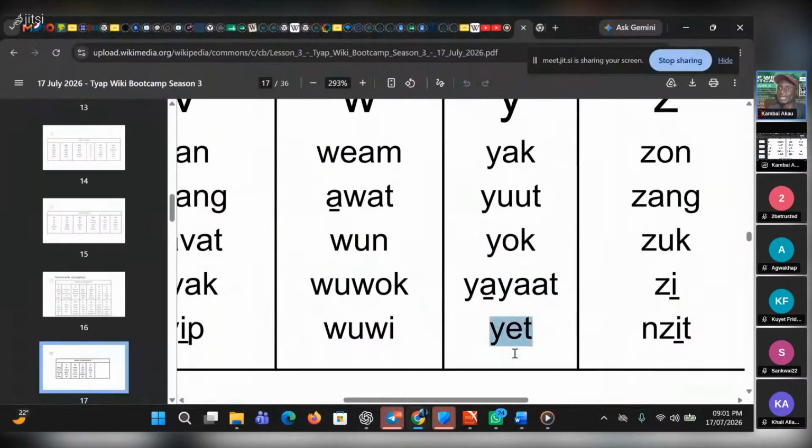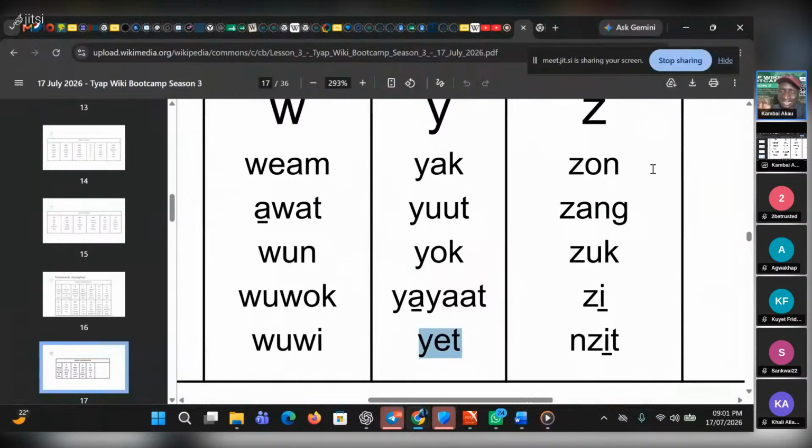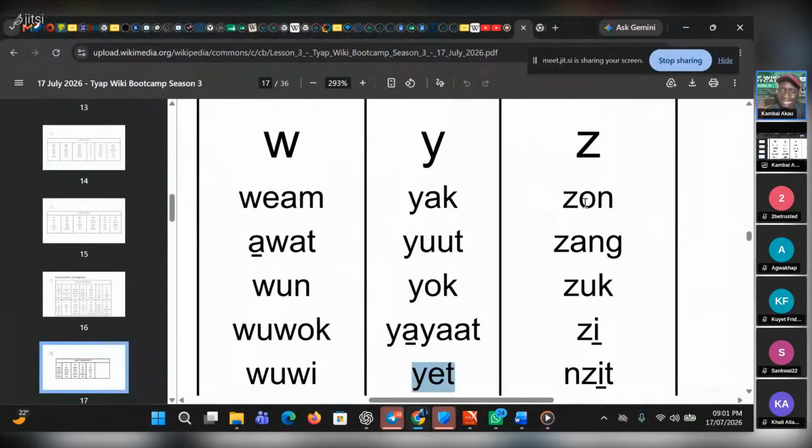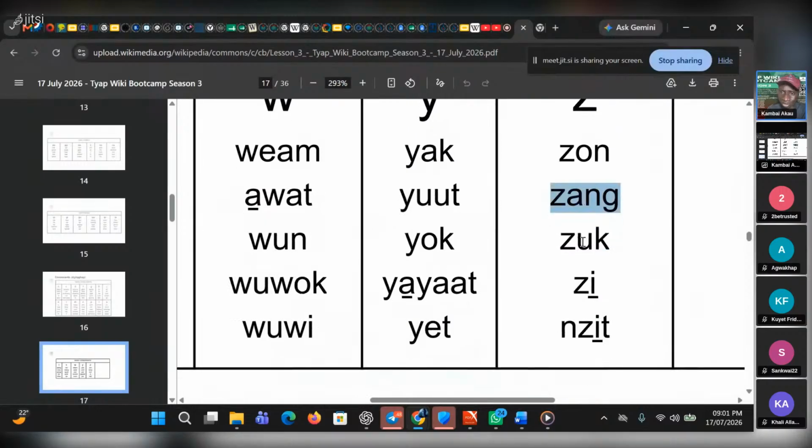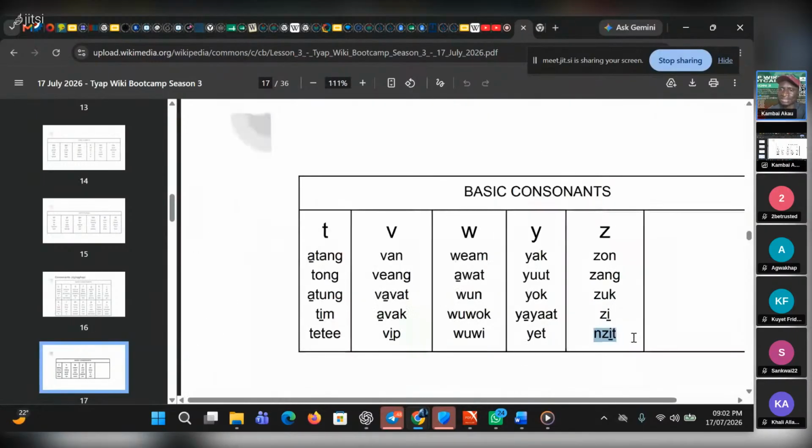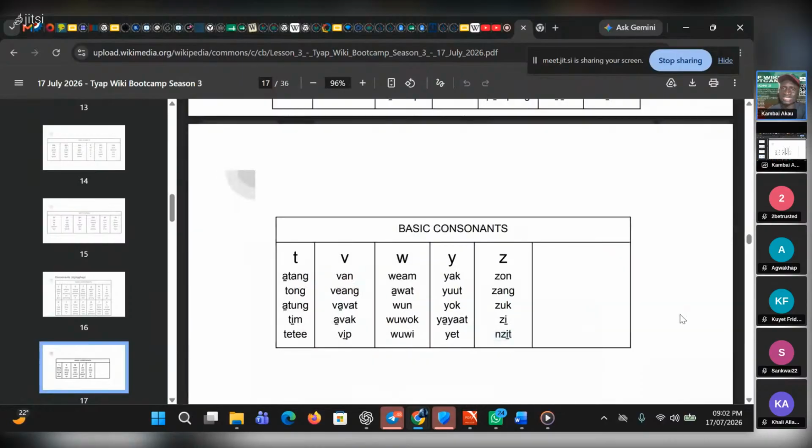And then we have the sound z, dz sound or pure z sound. So we have John. John is the goat. Zang is a reward or something. And then we have Zuk. Zuk is millet. And then Z is we. And then Z is us. So these are just the basic consonant sounds of the Tiap language.